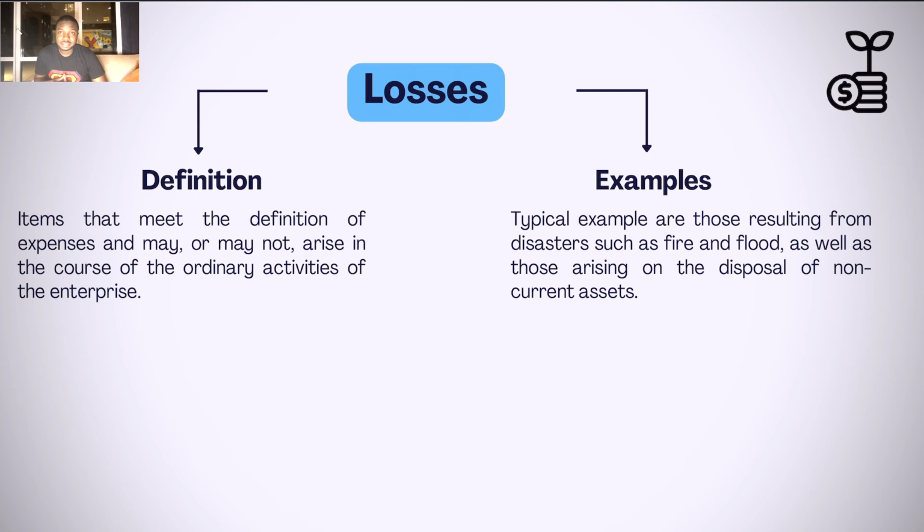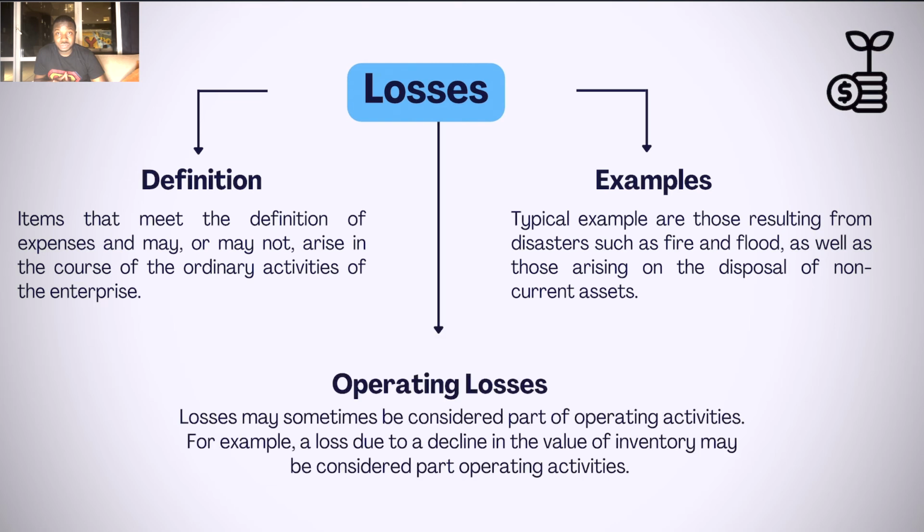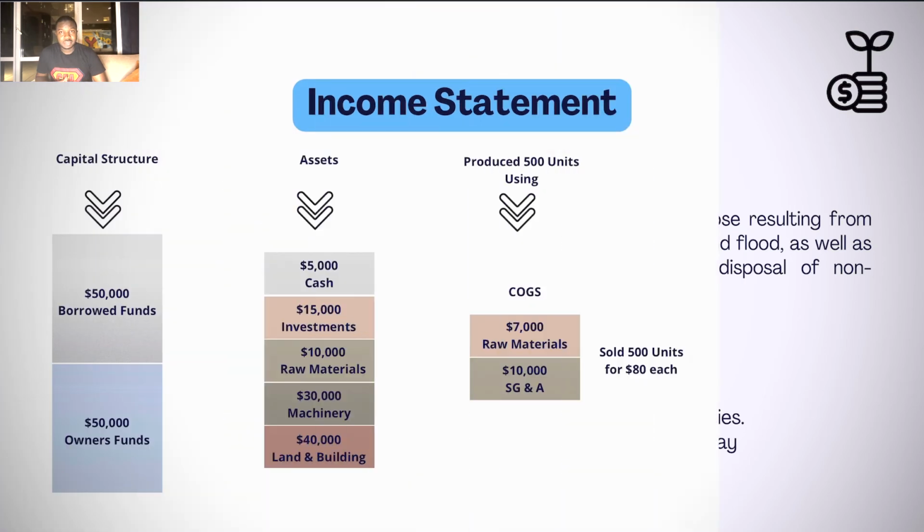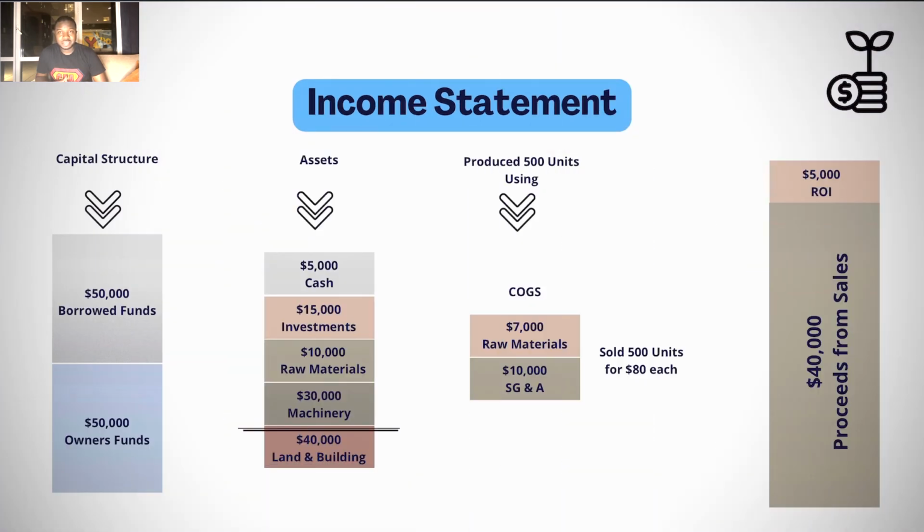non-current assets. Even though losses typically arise from secondary business activities, in some cases, they may also be considered part of operating activities. For example, a loss due to a decline in value of inventory may be considered part of operating activities. In our hypothetical example, an example is the sale of one of the company's buildings for a price less than the carrying value of the building. The difference here is recognized as a loss.